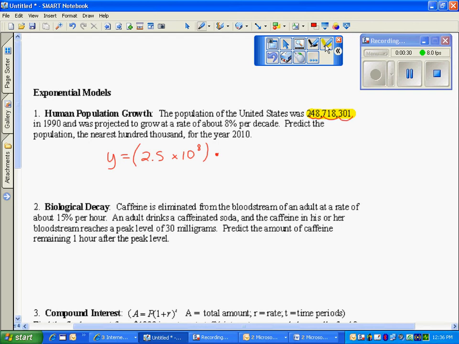Well, it was projected to grow at a rate of 8% per decade. So 8% is my rate of growth. My multiplier or factor would be 1.08, and we'll raise that to a value of x. Now, if I'm going to predict to the nearest 100,000 for the year 2010, what we need to realize is that this is per decade, and so how many decades are there between 1990 and 2010, and that would be our x variable. We'll just worry about setting them up.